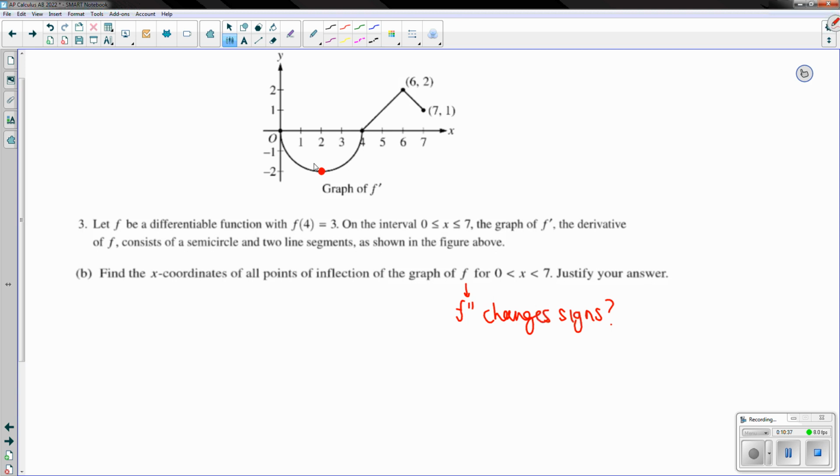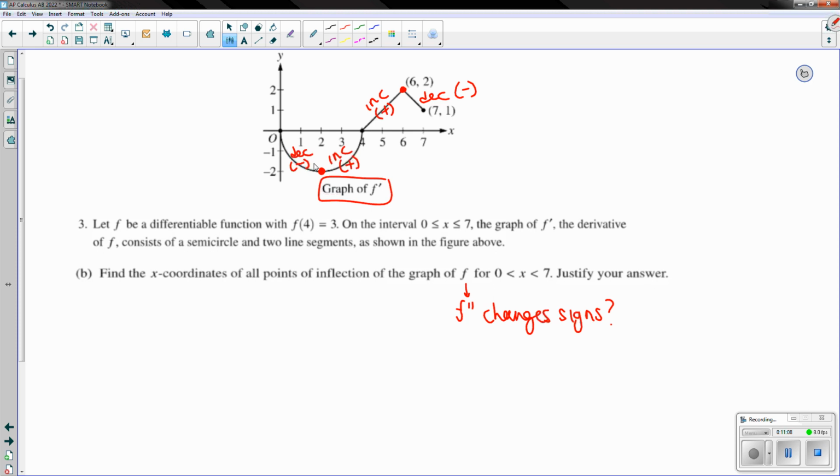At x equals 2 and at x equals 6, we can see that the graph goes from increasing to decreasing here. And then we have one that goes from decreasing to increasing here, which would imply that our second derivative, which is a measure of the rate of change of this graph of f prime, is changing signs, right? It would go from negative to positive and then from positive to negative. And whenever we have a change of signs in the second derivative, we have just identified a point of inflection. And that's going to be our justification as well.